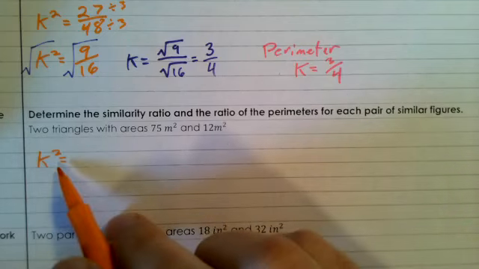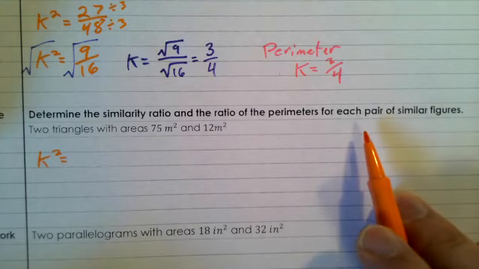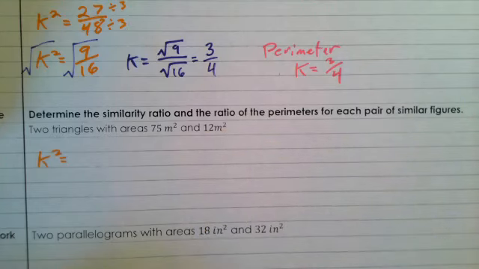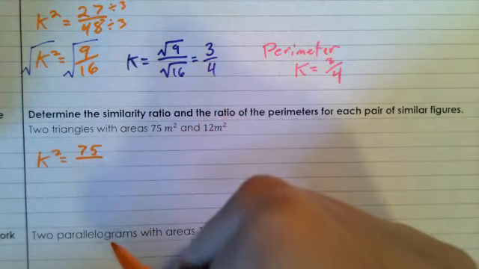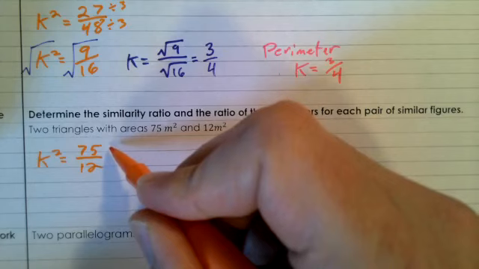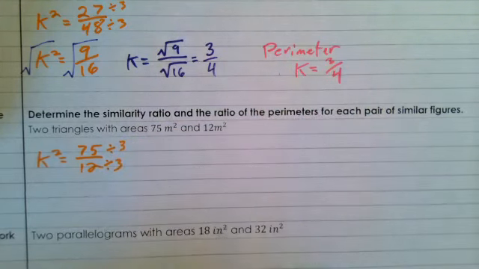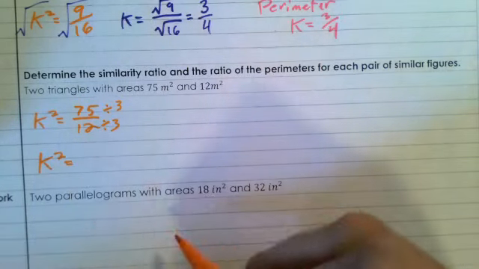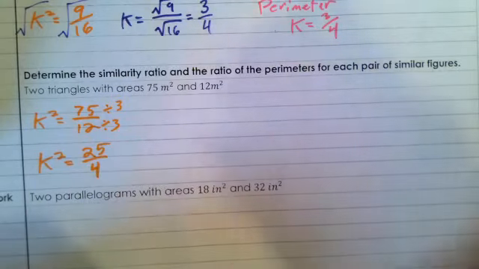Let's try that one more time. So k squared is going to be the ratio of these two. They didn't tell me which direction they wanted to go, so I'm just going to go in this order. It doesn't matter, just as long as you're consistent. So 75 over 12. I can divide both those numbers by 3 to simplify my fraction a little bit. So I know k squared is going to be 25 over 4.